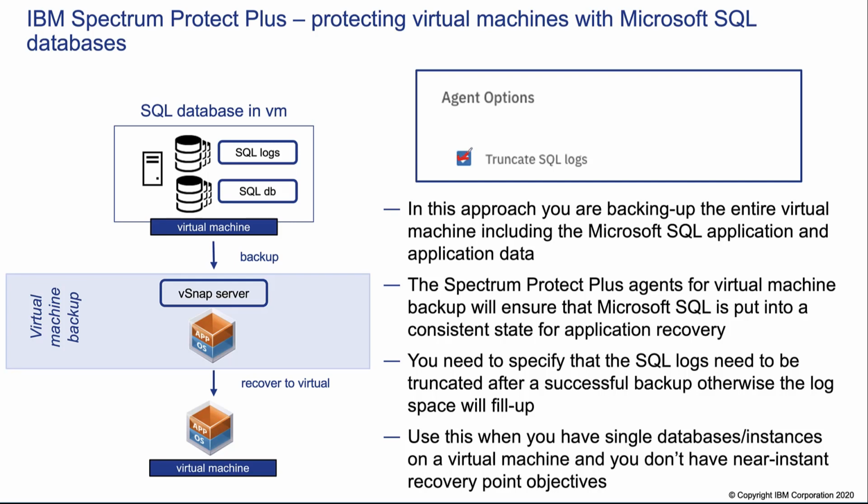This is, again, an option on your virtual machine backups. It's saying, hey, if there's a Microsoft SQL instance in this virtual machine, after you take a backup that's application consistent, after that data lands in the vSnap repositories, meaning you have a copy of the data safely stored outside of the virtual machine, then go ahead and truncate the SQL logs. And again, this is a very useful technique when you have a single database or instance on a VM. You don't have that 10-minute, 15-minute recovery point objective that you need to meet. You just want an application consistent backup and you want to manage those logs. This is a nice solution.